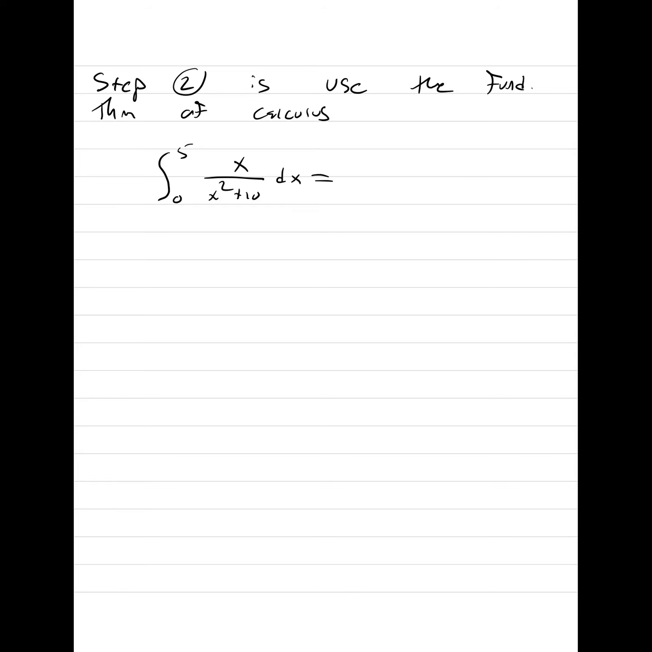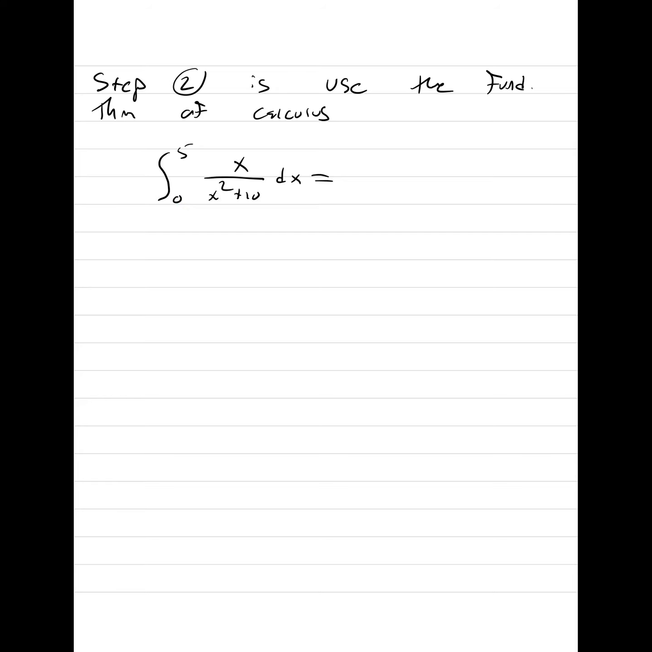So step 2 is use the fundamental theorem of calculus. And how we're going to use that is we're going to remark, well, what was the original problem? We wanted to find the integral from 0 to 5 of x over x squared plus 10 dx. And the fundamental theorem tells us that all we need to do is find the antiderivative of this and evaluate it at 5, evaluate it at 0, and subtract them.